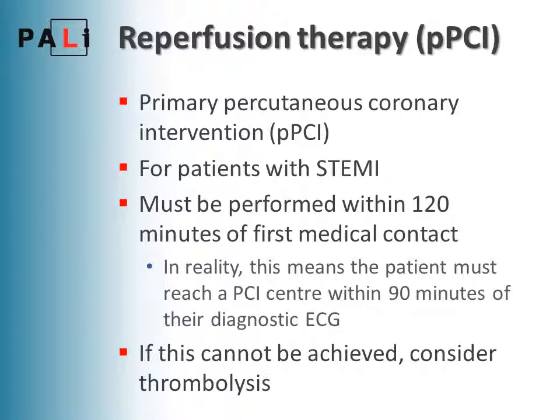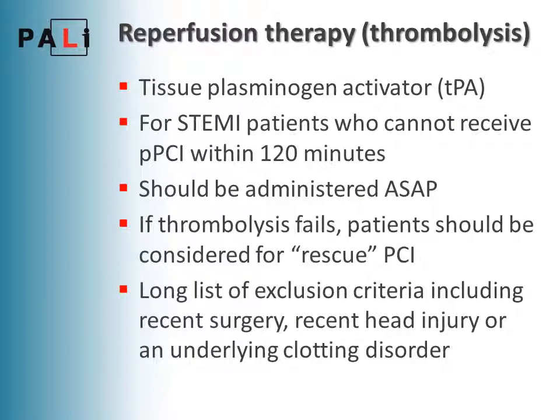For patients with a STEMI, thrombolysis is the administration of tissue plasminogen activator, or TPA, and it's for STEMI patients who can't receive PCI within 120 minutes. It should be administered as soon as possible, and if thrombolysis fails, then patients should be considered for a rescue PCI, in which they have a late PCI to remove the clot. There's a long list of exclusion criteria, including recent surgery, recent head injury, or underlying clotting disorders.